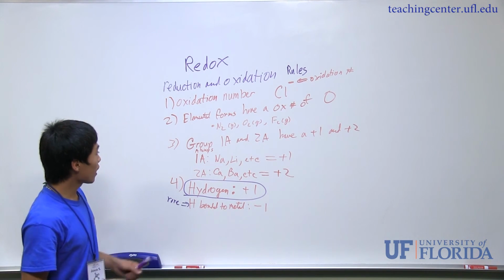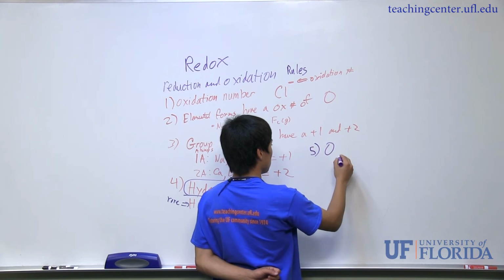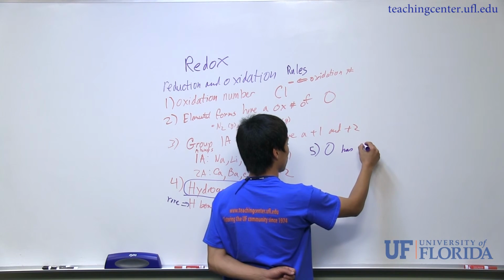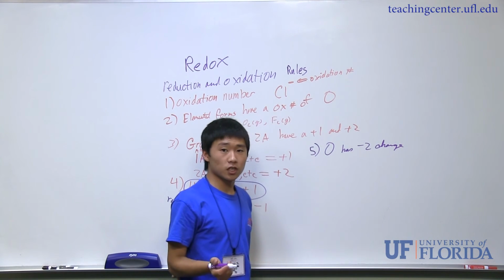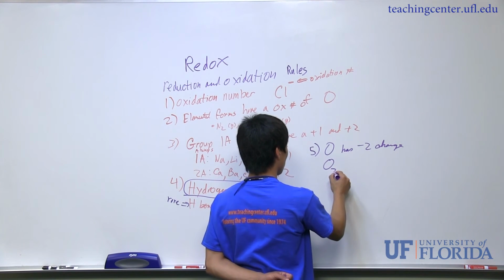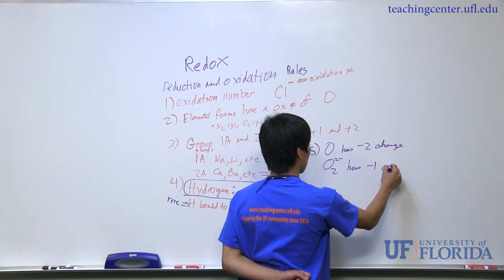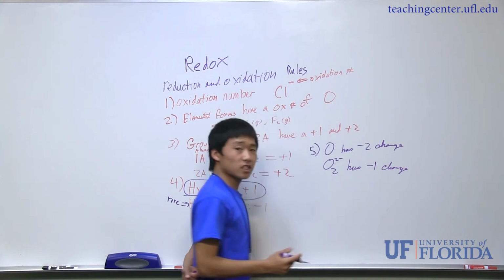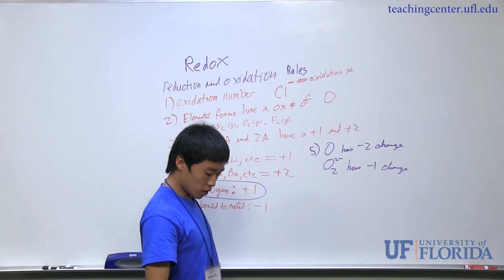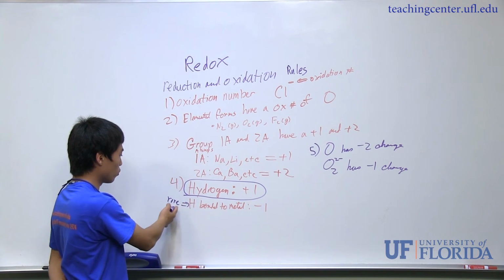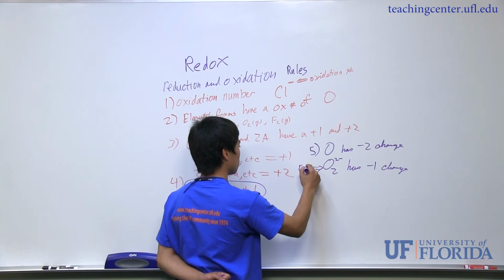The same goes for oxygen, guys. Oxygen has a -2 charge. The only exception is peroxide, which is O2 2-, and that has a -1 charge. But just like hydrogen, it's very rare for oxygen to be in peroxide form, so I'll just put down this as rare.